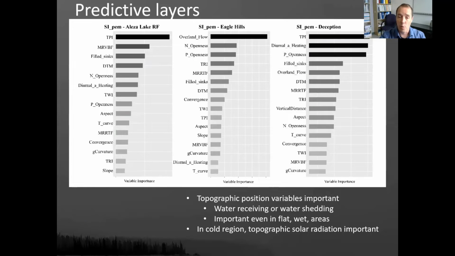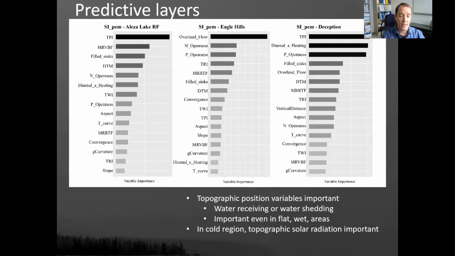Now, the last question we want to address was, do you actually need to use different predictor variables in these very different forest ecosystems? So I won't go through this in detail, but just kind of pull out the main take-home messages. And the main thing that we found was that across these 3 sites that had 3 very different forests that we assume that growth is being limited by different ecological factors, that topographic position variables were important for all of them. So basically variables that tell us something about whether or not a site is going to be water receiving or water shedding.